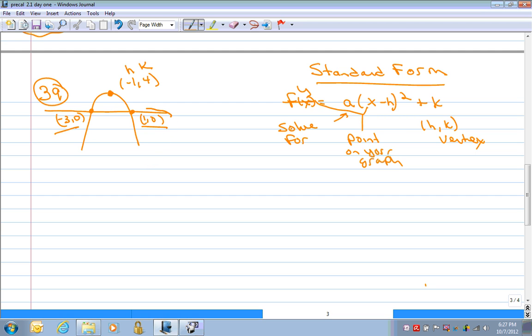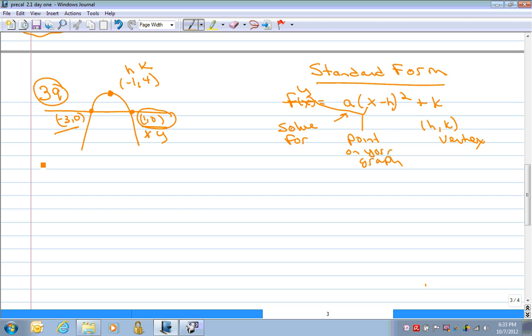We'll just pick the 1, 0 since the numbers look a little simpler. Okay, so let's get started here. Let's go ahead and plug in what we know. We know we've identified an x and a y value. This is our x and our y, and we've identified the h and the k. What we need to find is our a value.